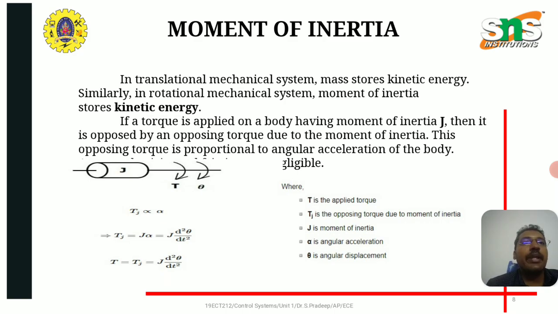In translational mechanical system, mass stores kinetic energy. Similarly, in rotational mechanical system, moment of inertia stores kinetic energy. If a torque is applied on a body having moment of inertia J, then it is opposed by an opposing torque due to the moment of inertia. This opposing torque is proportional to angular acceleration of the body. Assume elasticity and friction are negligible.